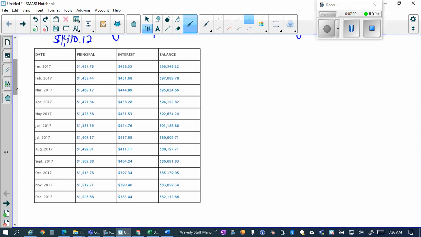So let's take a look at some examples here. There's only 2 of them I think we're going to do in here, so it won't take too long. Let's go to example 1 on page 174.